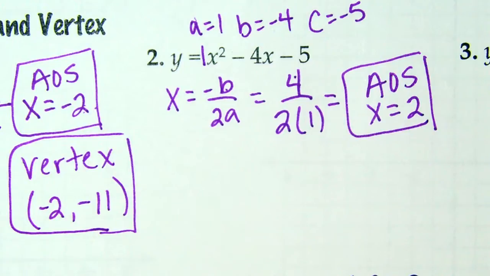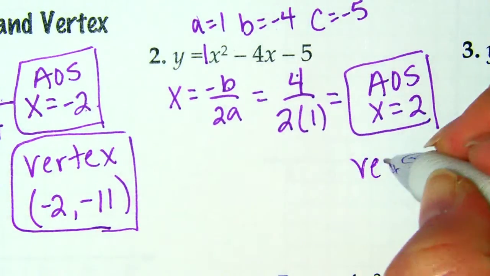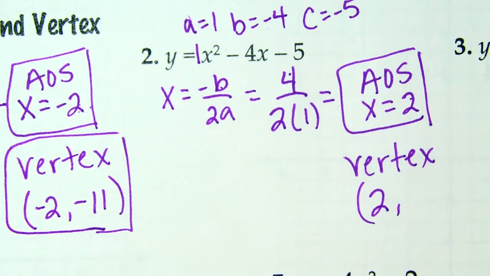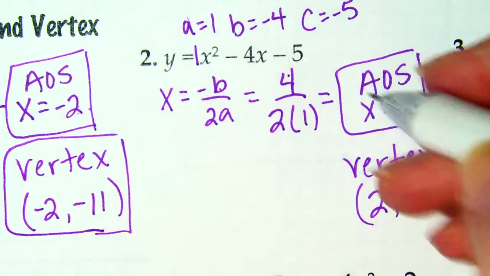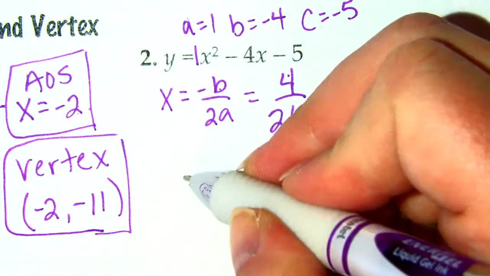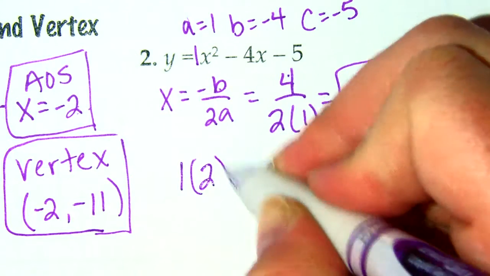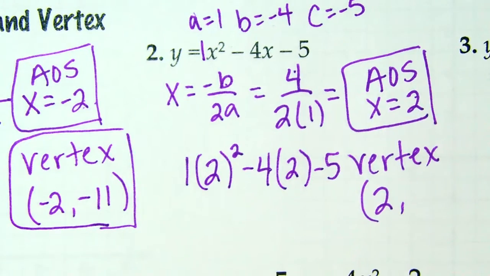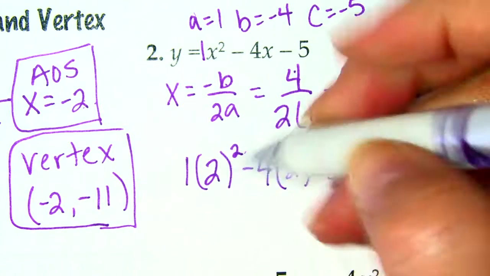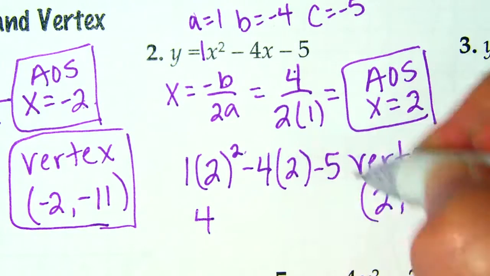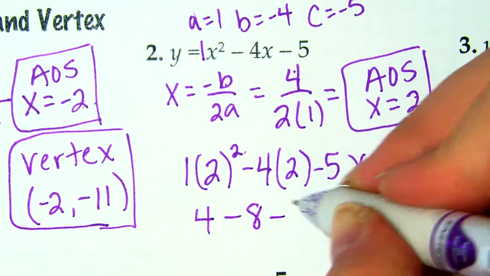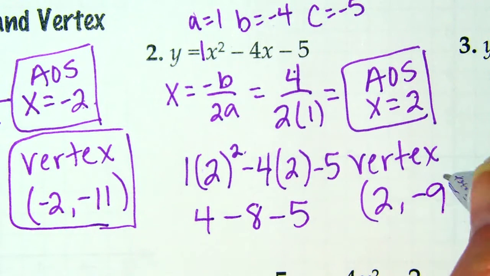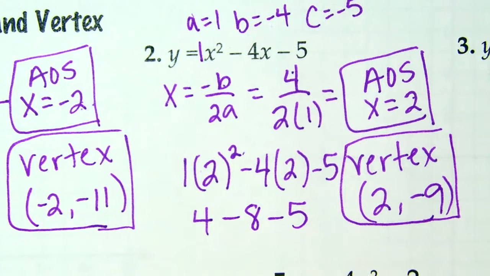So then we'll take that number and plug it in. Our vertex is 2, something. And when we plug it into that equation, then we'll figure out what y is. So the equation is 1x squared, so 1 times 2 squared, minus 4 times 2 minus 5. So 2 squared is 4 times 1 is 4. Negative 4 times 2 is negative 8, minus 5. So 4 minus 8 is negative 4, minus 5 is negative 9. So there's the vertex for that parabola. One more together.